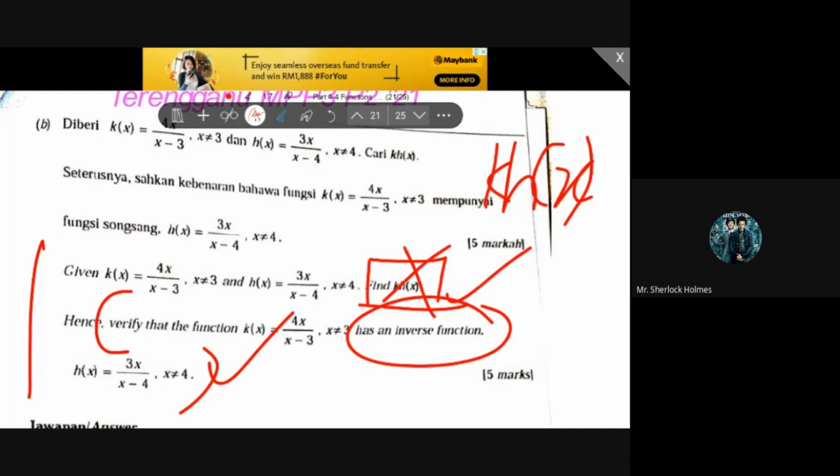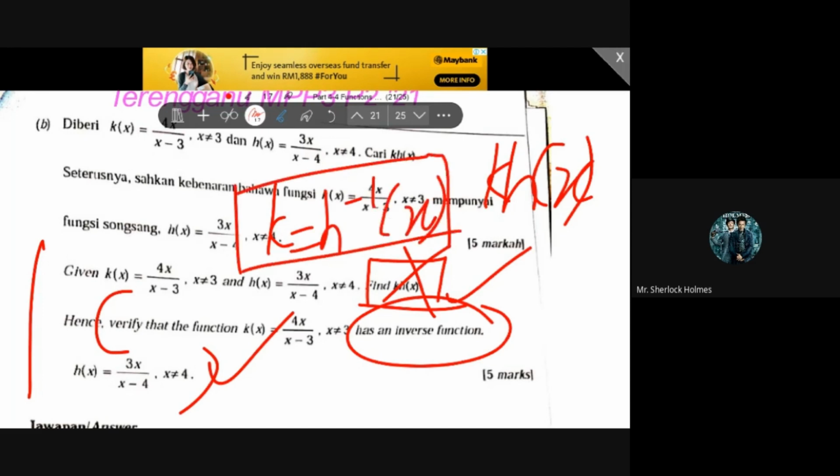Just now Kantan said K is H inverse X. So how do I prove this? Now that's the question. This is the conclusion kita dapat. So how do I prove this? This is the first step I take. What is the second step here that I will take?